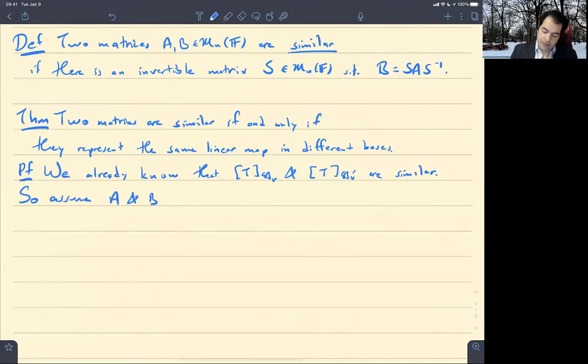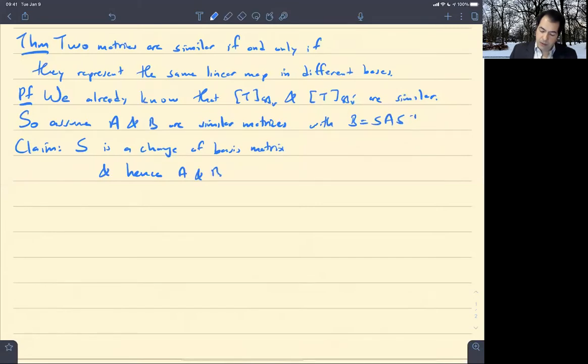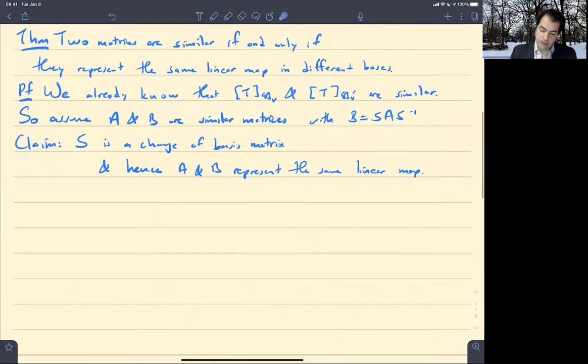So assume A and B are similar matrices with B equal to S A S inverse. Okay, then let's claim that S is a change of basis matrix. And hence, A and B represent the same linear map, right? So if I show that every invertible matrix is a change of basis matrix, then we're done, because then this is exactly this.